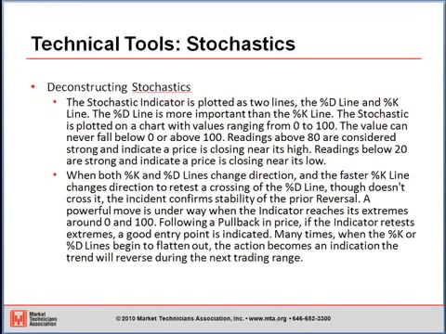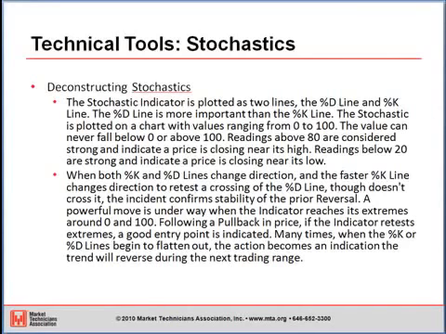Deconstructing stochastics. Stochastics are a bounded oscillator that are plotted as two lines that move only from 0 to 100. By bounded, we mean no matter what the market does, all the stochastic can do is move from 0 to 100. Readings above 80 are considered strong and indicate prices closing near its high for the period, and readings below 20 are strong and indicate a price is closing near its low.